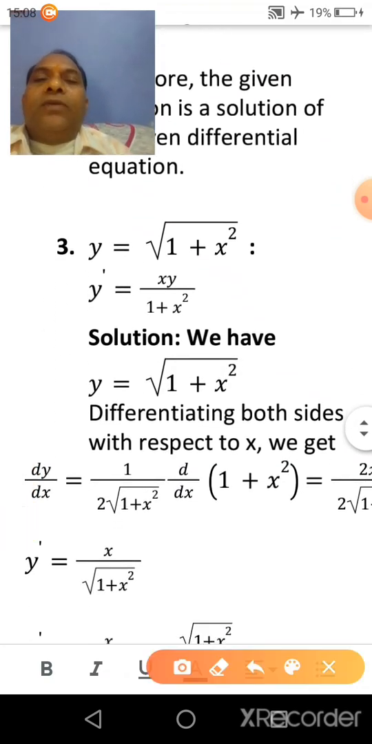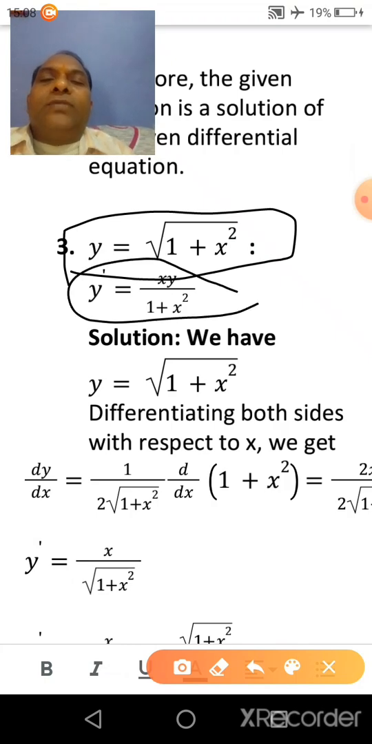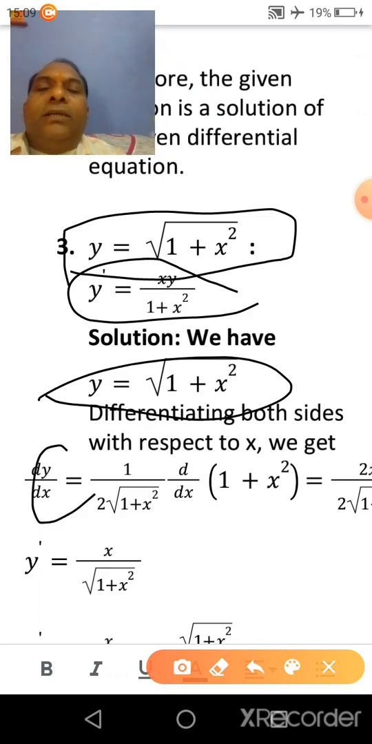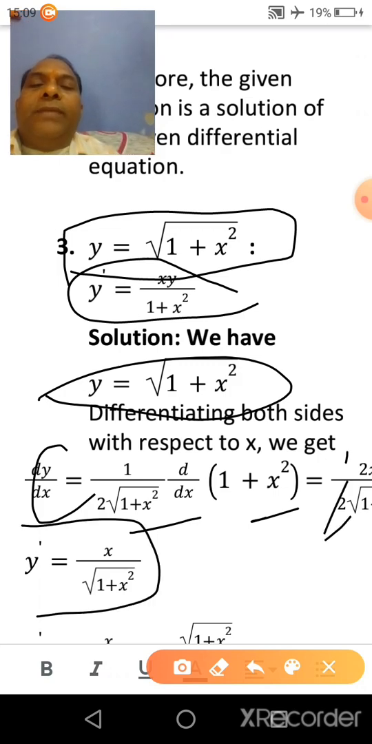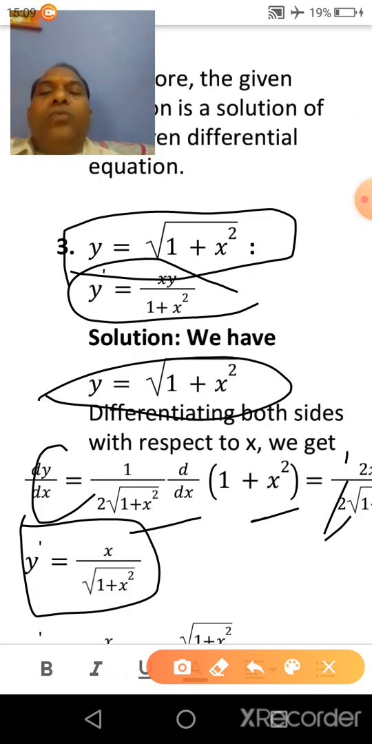Now, next example, y is equal to root 1 plus x square and differential equation is y dash is equal to xy upon 1 plus x square. So you have to find y dash with the help of given function. So y is equal to root 1 plus x square. Now find dy by dx, which will be equal to 2 and 2 cancel out. So dy by dx is equal to x upon root 1 plus x square, or we can say that y dash is equal to x upon root 1 plus x square.